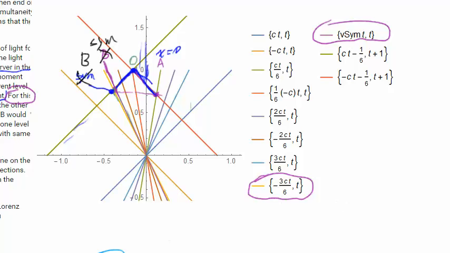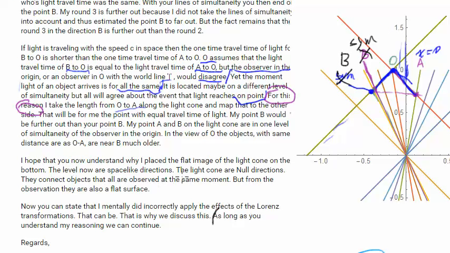So that being said, do I understand why you placed the flat image of the light cone on the bottom? No, I do not understand why you did that. The levels now are space-like directions. No, that doesn't make sense. The light cone are null directions. No, that doesn't really make sense. They connect objects that are all observed at the same moment.